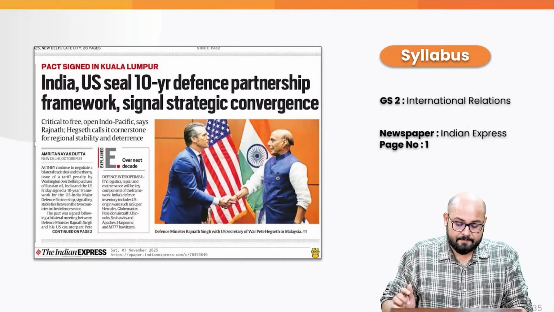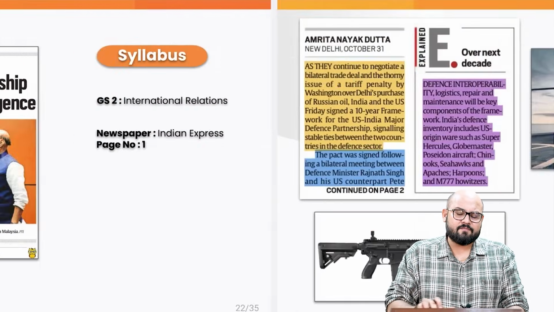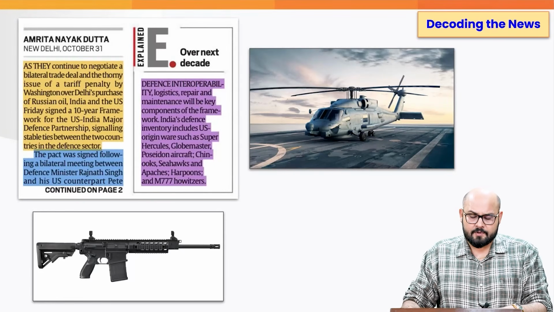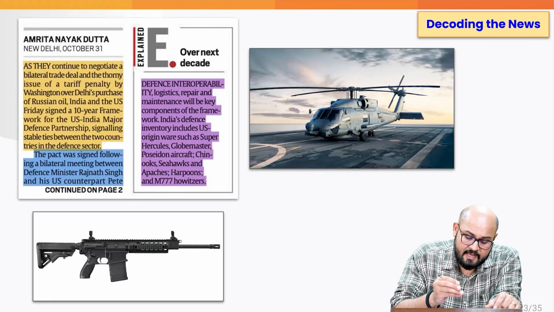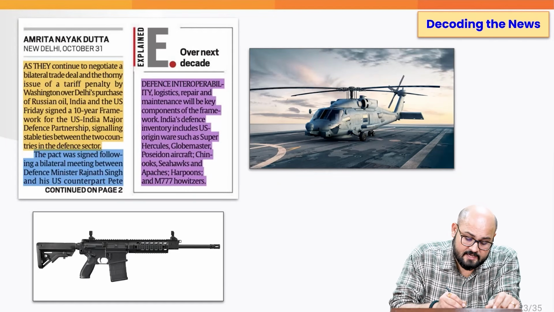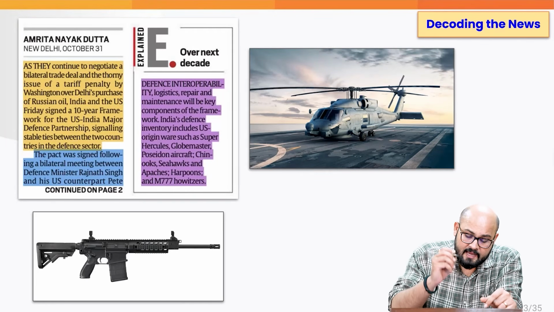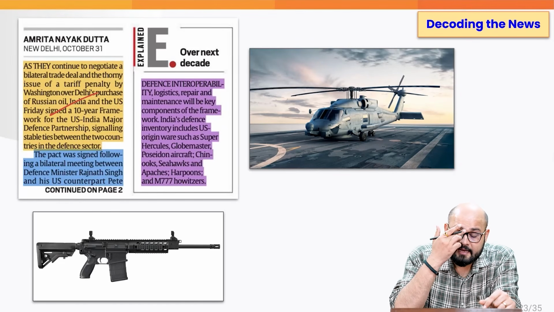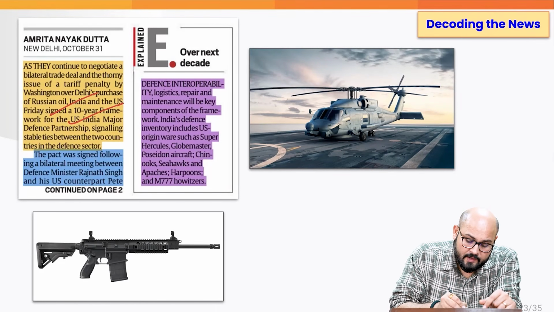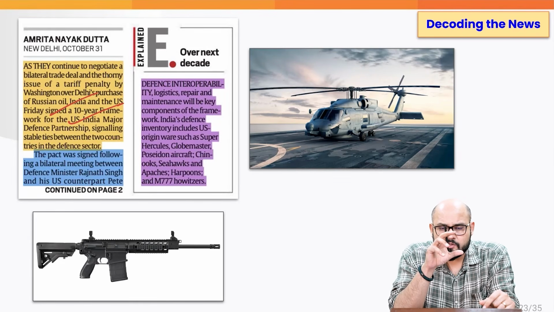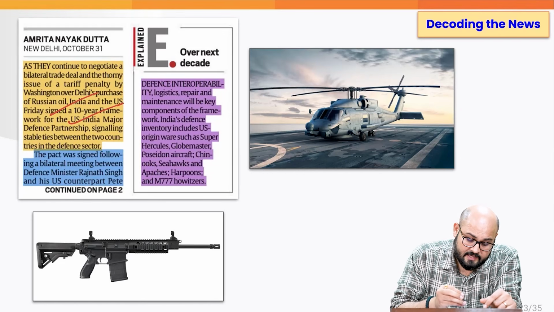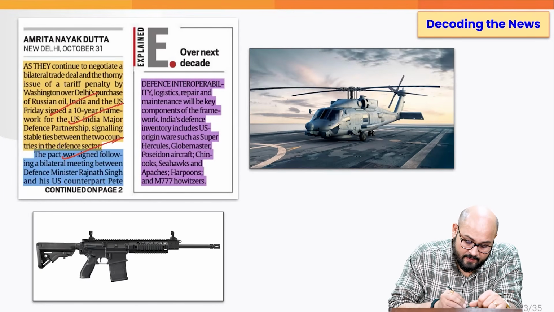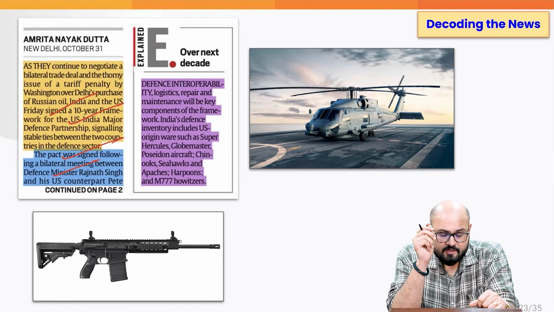Coming to the next topic, this is with respect to India and US signing a 10-year defense partnership. We'll see what various components of the defense partnership are all about as they continue to negotiate a bilateral trade deal and a thorny issue of tariff penalty by Washington over Delhi's purchase of Russian oil. India and the US on Friday signed a 10-year framework with respect to the US-India major defense partnership. Now, this also points towards the close partnership which India has with respect to the US, signaling stable ties between the two countries in the defense sector. The pact was signed following a bilateral meeting between Defense Minister Rajnath Singh and his US counterpart Pete Hegseth.